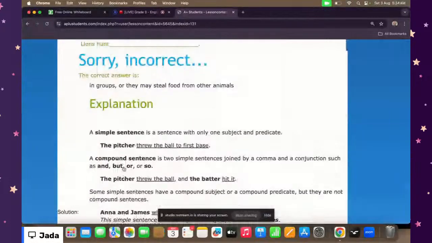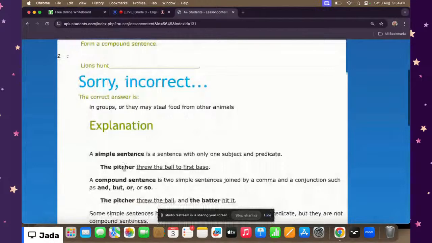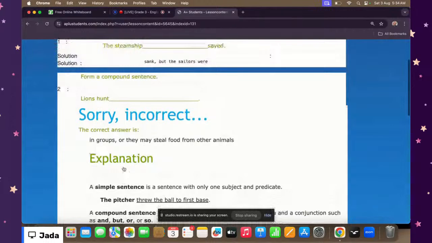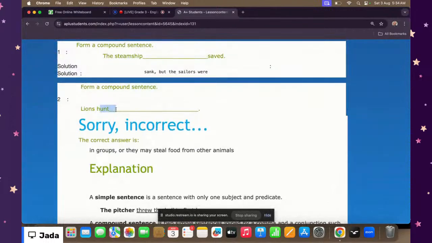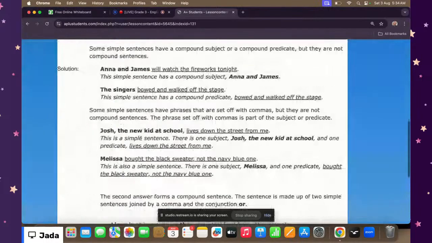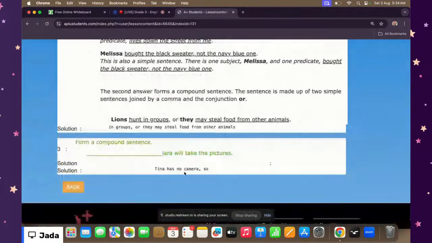In this lesson, we'll be creating compound sentences. The first one is: Lions hunt dash. The complete sentence says lions hunt in groups, or they may steal food from other animals. So it's either they're hunting in groups or stealing food from other animals. And we have dash will take the picture: Tina has no camera, so Lara will take the picture.